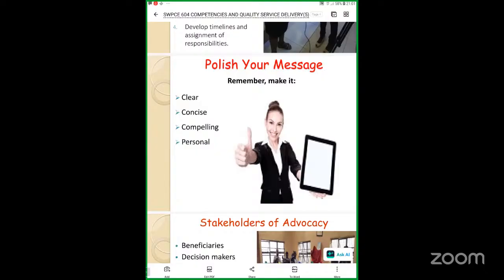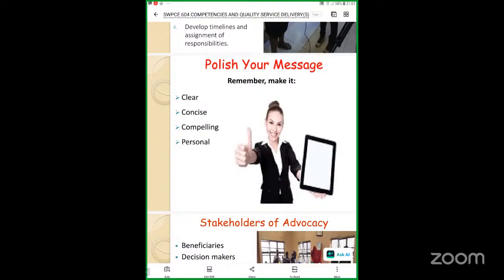So as a social worker, as an advocate, you need to polish your message when you are on an advocacy program. Make it clear, make it concise. Don't just give long sentences. Go straight to the point, the key points. Just bring out the key point.